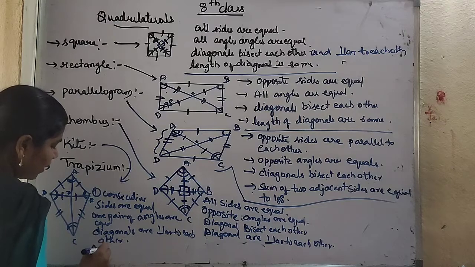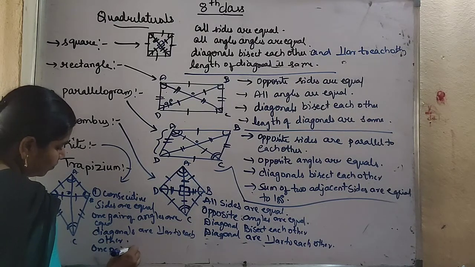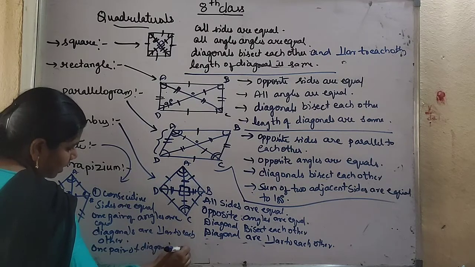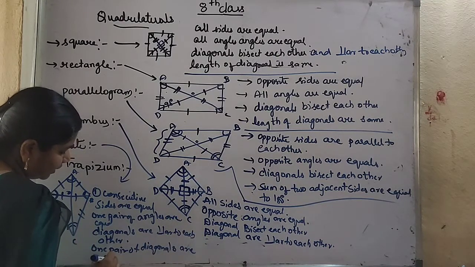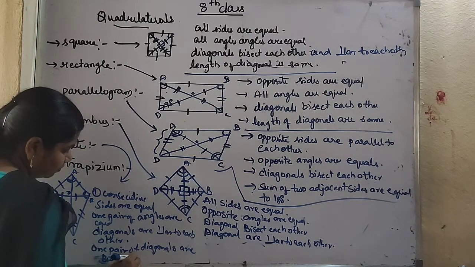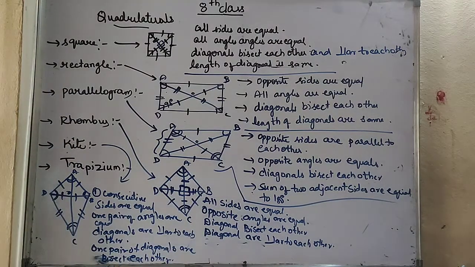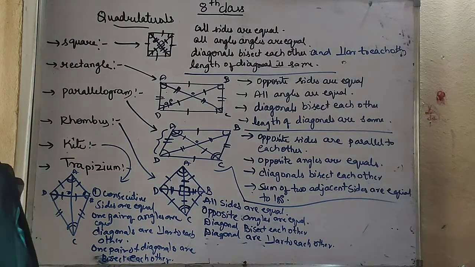Only one pair of diagonals are bisecting each other. So this is about kite.